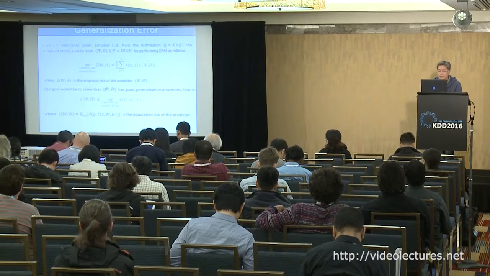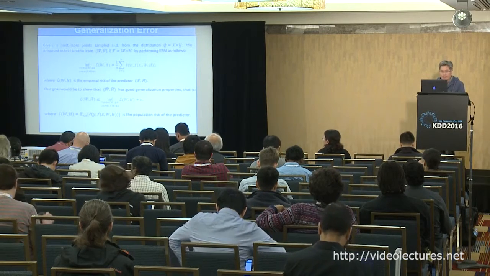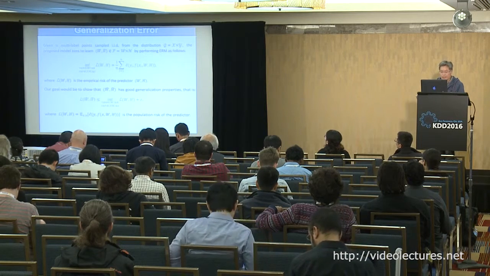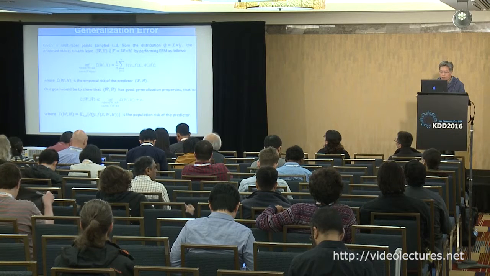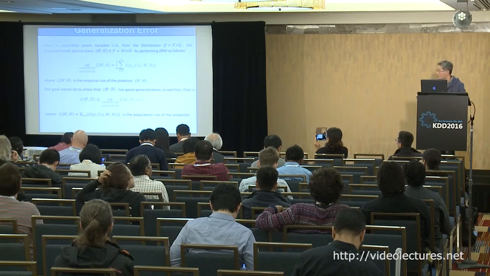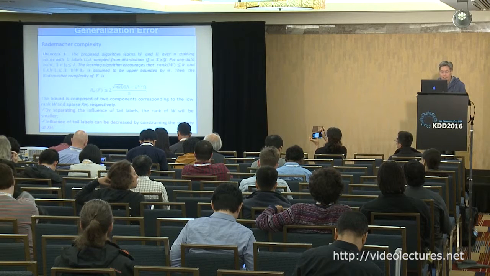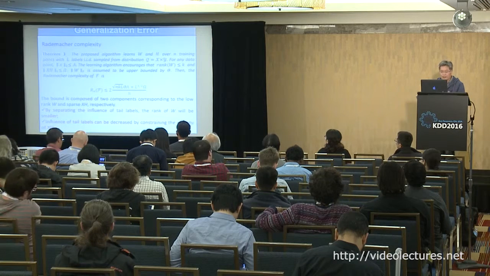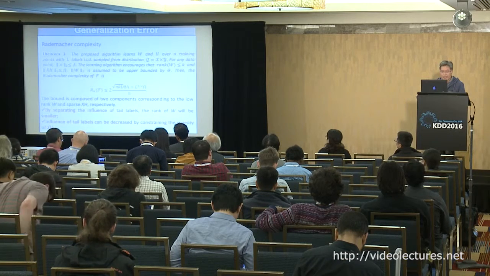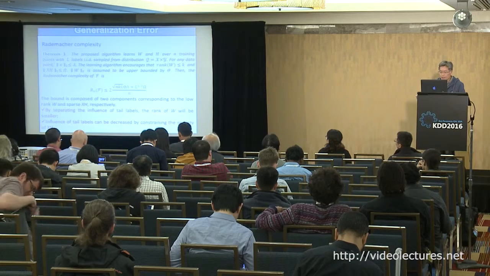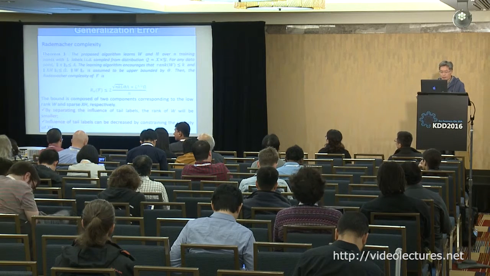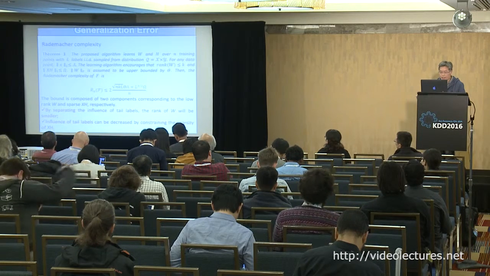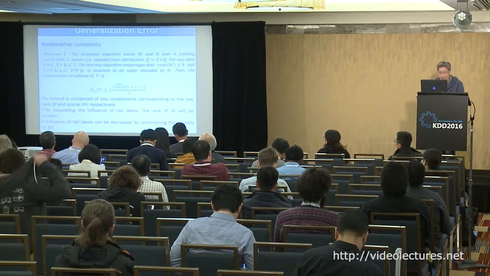And we also discuss the generalization error. The population risk of the predictor is not larger than the empirical risk of the predictor plus epsilon. And we also give the Rademacher complexity. From this function, we can see that by separating the influence of tail labels, the rank of W will be small. And the influence of tail labels can be decreased by constraining the sparsity of XH.